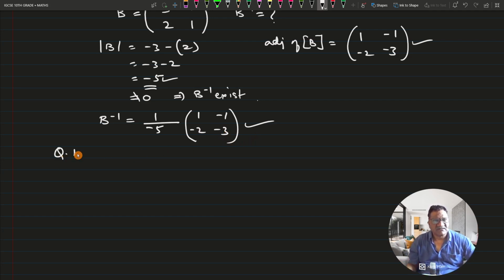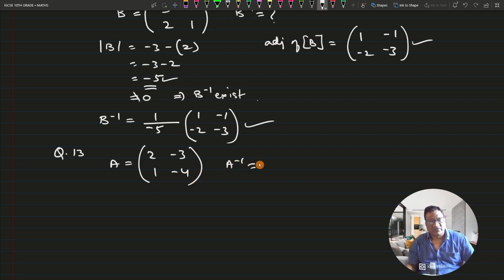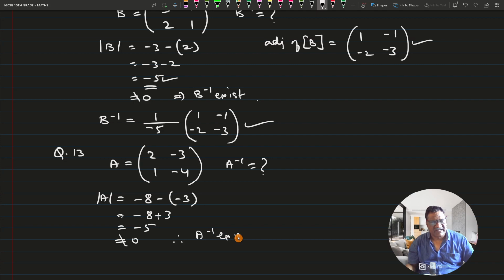Now question number 13. Question number 13 says that suppose you have a matrix A given by 2, minus 3, and then 1 and minus 4. Now you have to find A inverse. So again, determinant of A will be equal to 4 twos are 8, so minus 8, minus, this is 3 into minus 3 into 1 is minus 3. This happens to be minus 8 plus 3, which is equal to minus 5. Now this is not equal to 0, therefore A inverse exists.